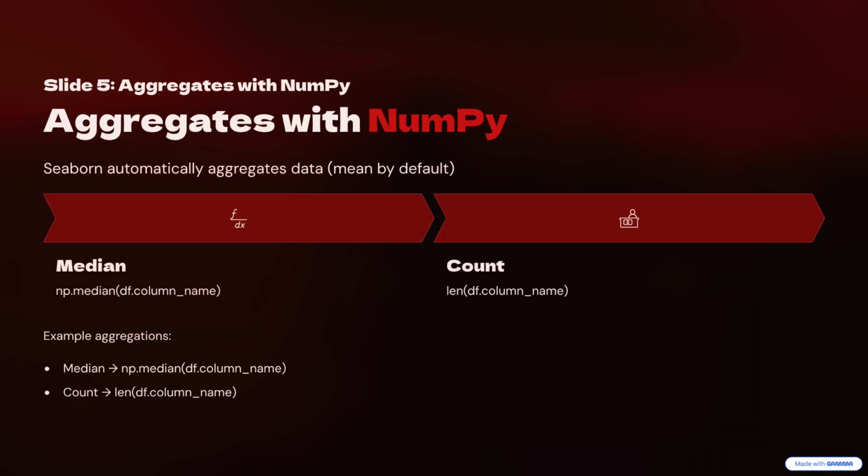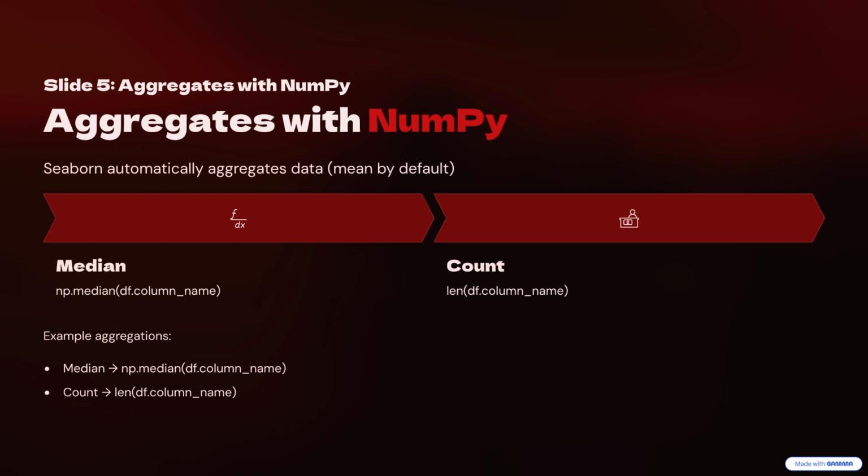Aggregates with NumPy. Seaborn aggregates data automatically, mean by default. Common aggregations. Median is np.median, df column name. Count is len, df column name. When you pass your dataset, Seaborn automatically groups and aggregates your data, usually by mean. You can easily customize it using NumPy functions like median or count.